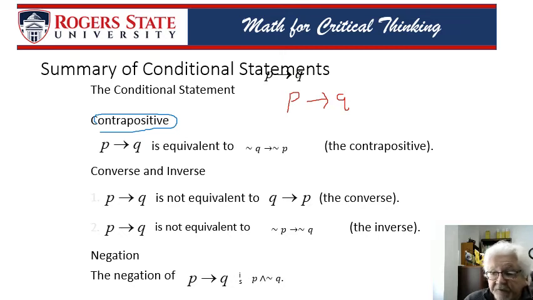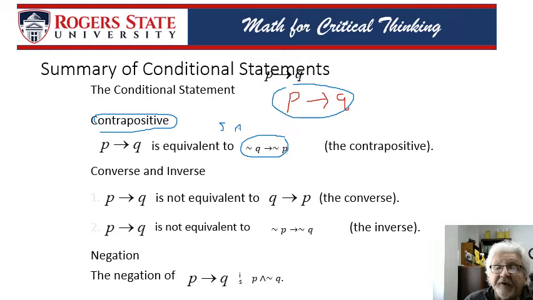The converse is not a shoe. The converse is the reverse of. So P implies Q is not equivalent to Q implies P. And the inverse, P implies Q, is not equivalent to not P implies not Q. In fact, what we have is this one and this one are the same. They have the same meaning.